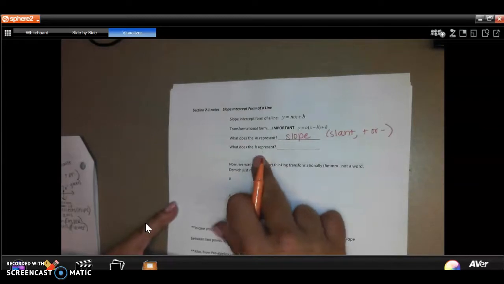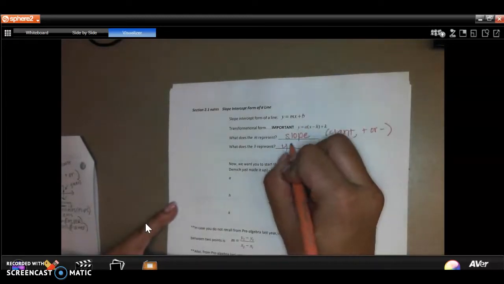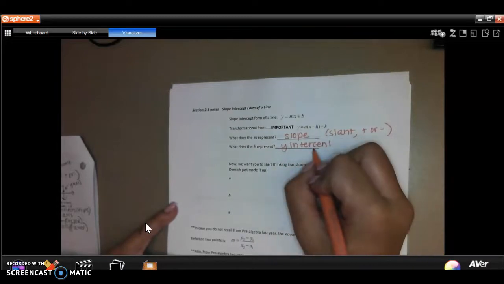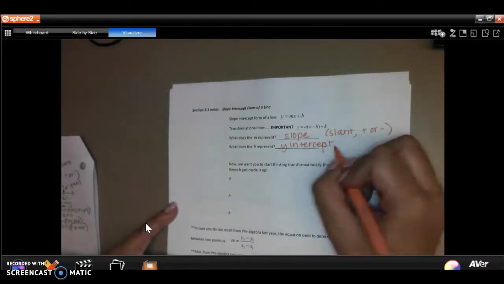What does b represent? Well, b represents the y-intercept, where the line crosses the y-axis. So you're going to remember this is the y, this is the x. So we're looking at where it crosses this line. That is going to be my b. So the slope is very important in graphs, and same with the y-intercept.